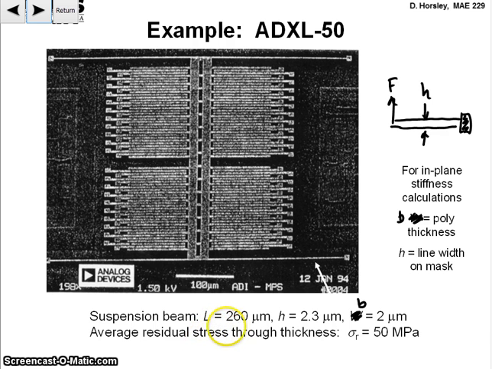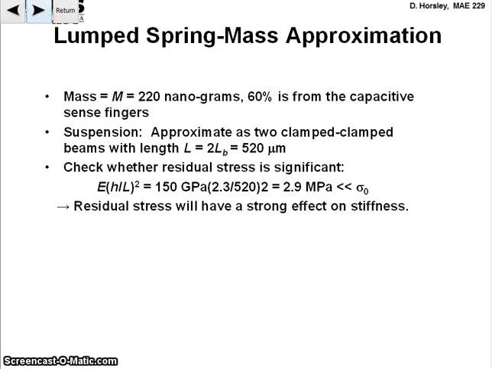Let's see, I guess it says here, the length of this part here is 260 microns. You can see this is a scale bar that's 100 microns long. So this part here is 260 microns. They are 2.3 microns wide, and the film thickness is 2 microns. So it's 2 micron thick polysilicon. And it says the average residual stress in this device, sigma R, is 50 megapascals. Okay? So now let's calculate for this device whether the residual stress is important.